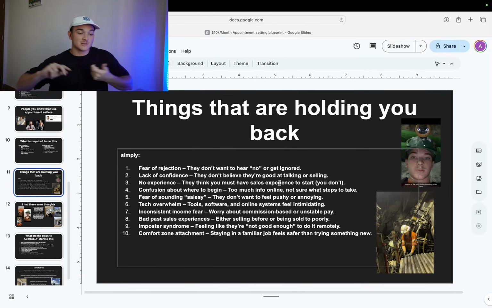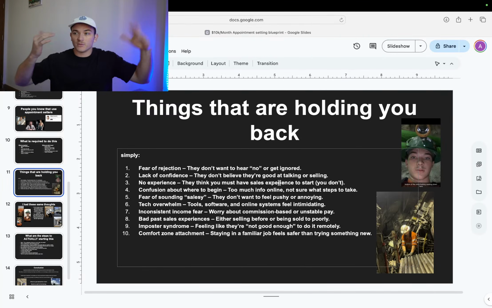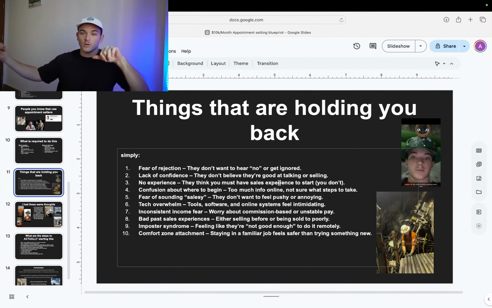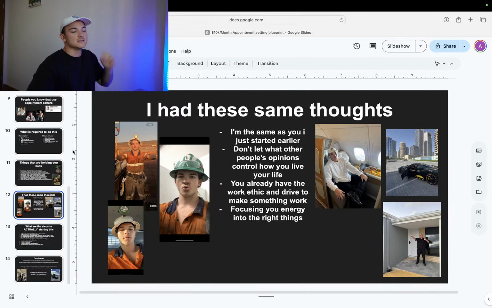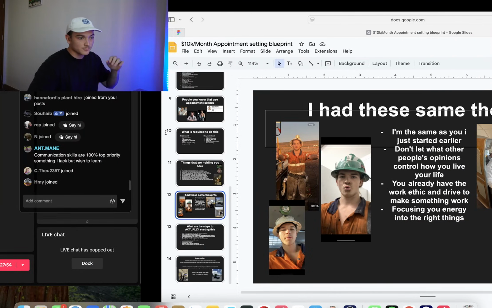Bad sales past experience, imposter syndrome, and comfort zone attachment. This is the massive one. So staying in a familiar job feels safer than trying to do something new. This is why I always say for people to start this on the side and eventually work up till it matches your income. And then eventually, if you feel comfortable, you can drop your job. That's what I did. That's what I would recommend to everyone else. So I had these exact same thoughts. I had the exact same things that were going on.